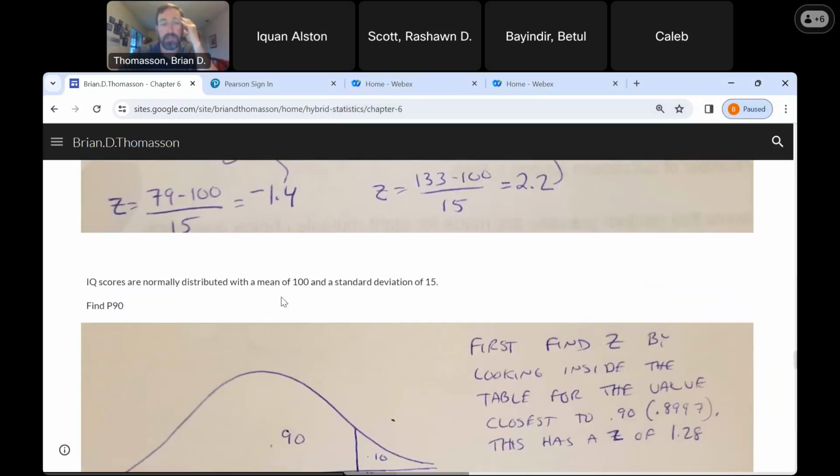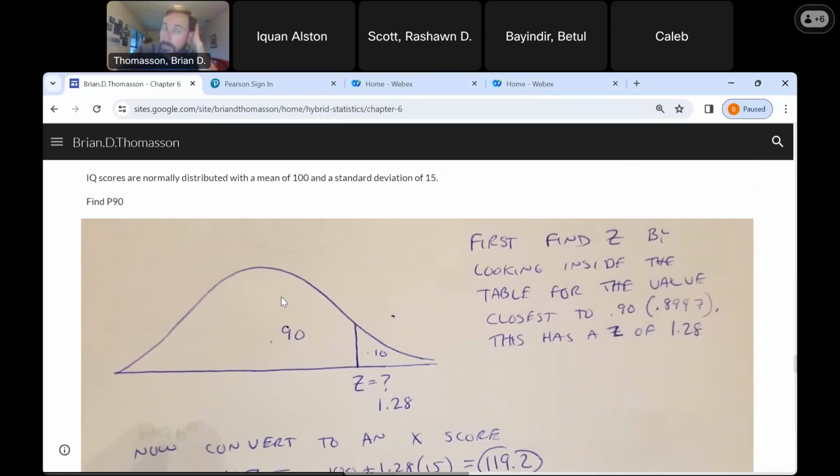All right. Now this one is similar to the problem we worked before. Here we have still our IQ scores with a mean of 100, standard deviation of 15. Now we're looking for the 90th percentile. So we're looking for what IQ score 90% fall below and 10% above. We looked at this previously: what cutoff separates the lower 90% from the upper 10%? And we found the Z value to be 1.28.